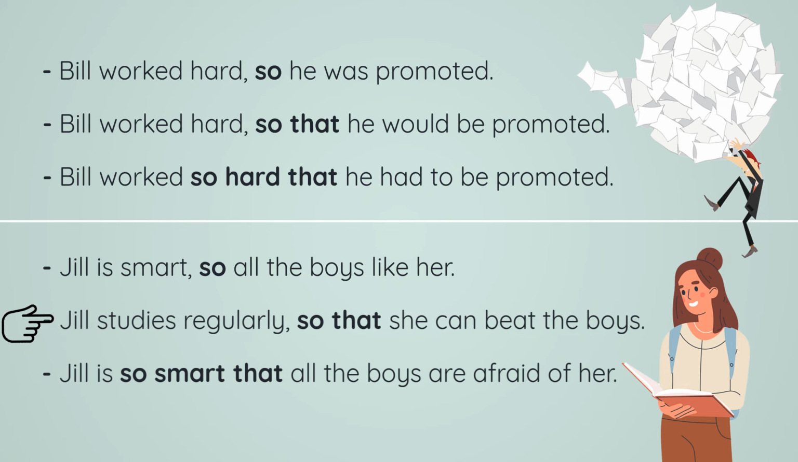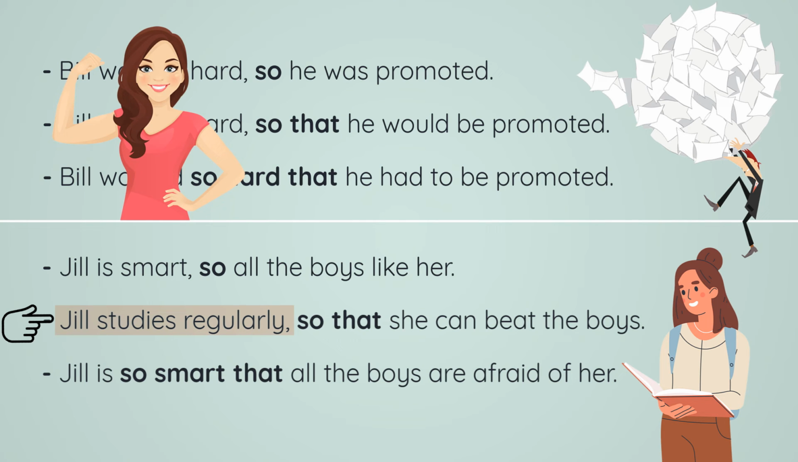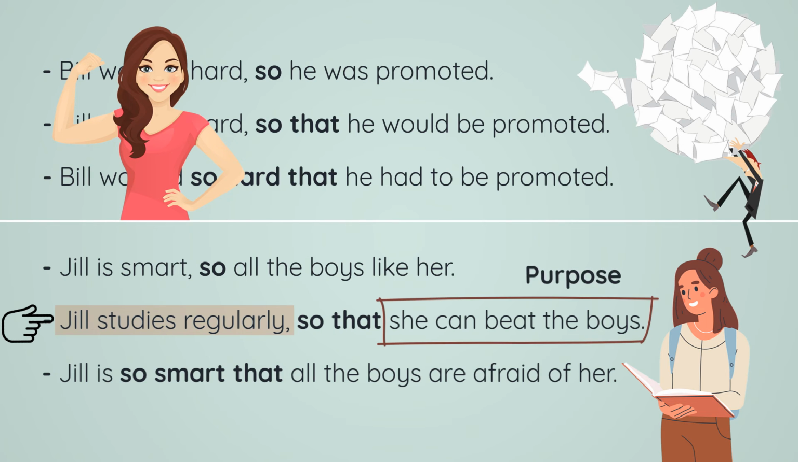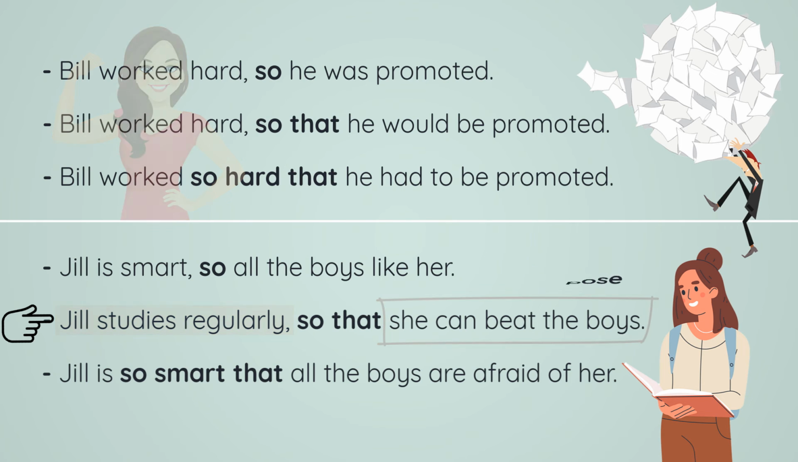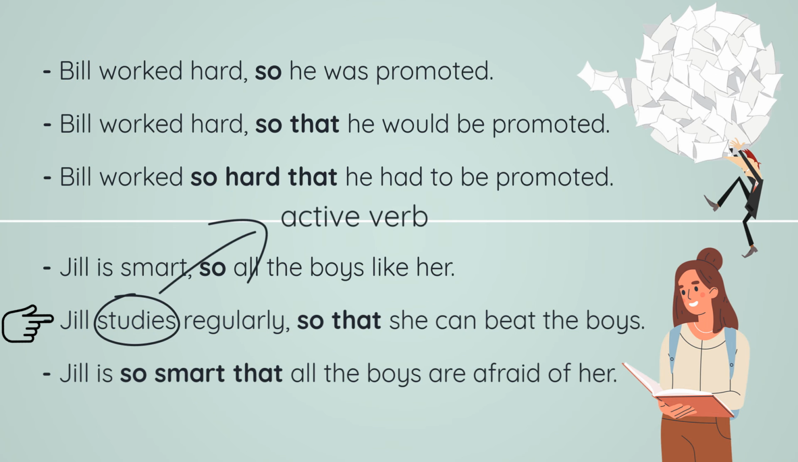Jill studies regularly so that she can beat the boys. Jill is very determined. She's very ambitious. She wants to be better than the boys. So, she studies regularly. Why? So that she can beat the boys, get a better position, or do better on tests. One thing you must realize right away is that here I'm using an active verb. I can't use a be verb. Why? Because I'm using an adverb clause that has a relationship with an active verb, with an action. There's a relationship, so I have to use an active verb here.